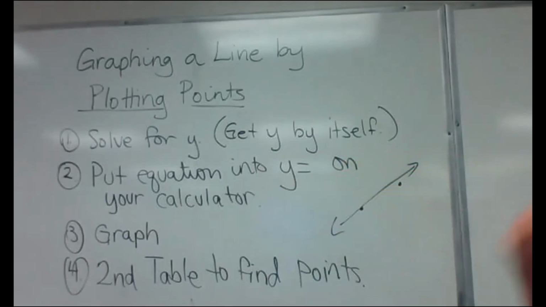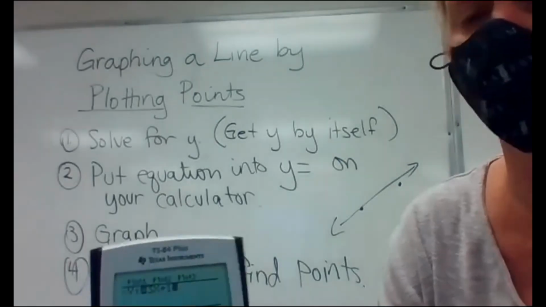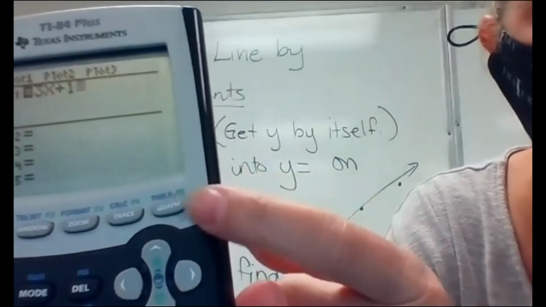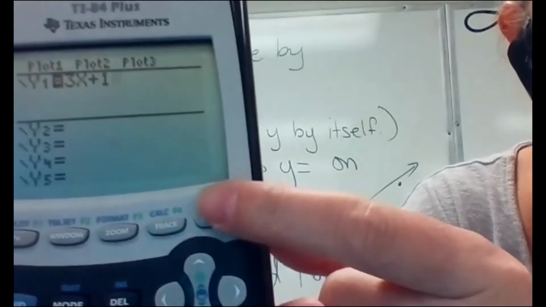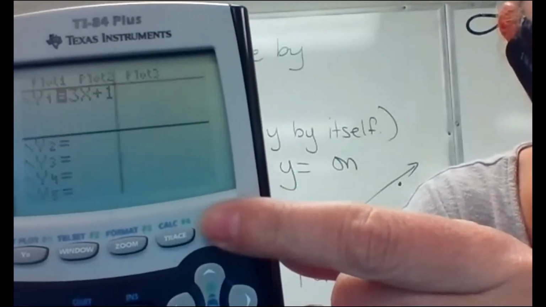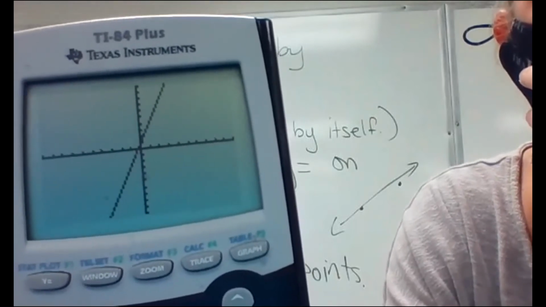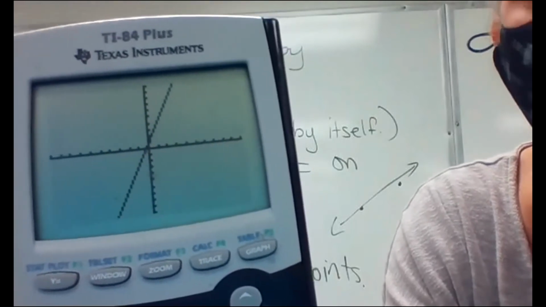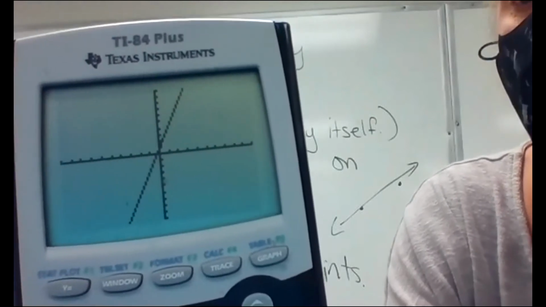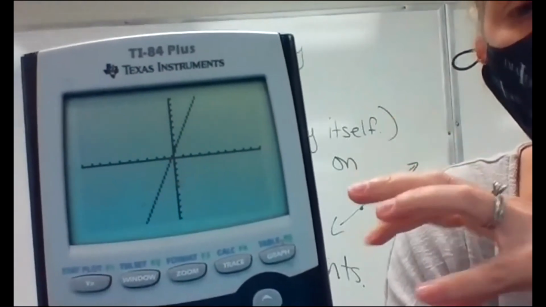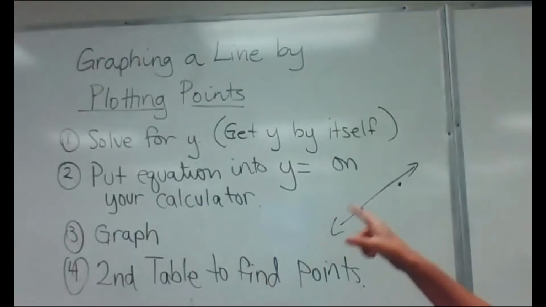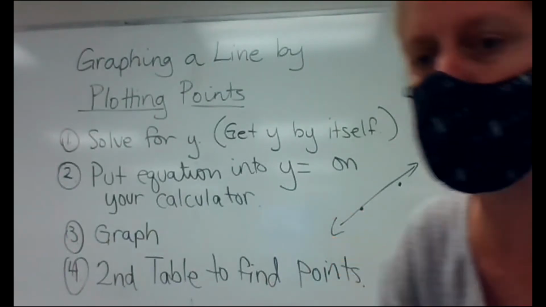The next thing you're going to do is see what that looks like on the graph. Your top right button says graph on it. So let's hit the graph button. That's what your equation is going to look like on the graph. That's the line. Now, you're going to have to get points off of this line to be able to plot them.